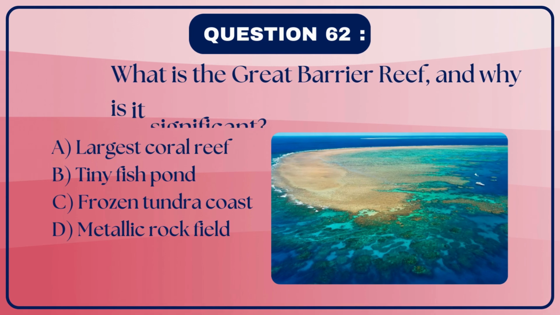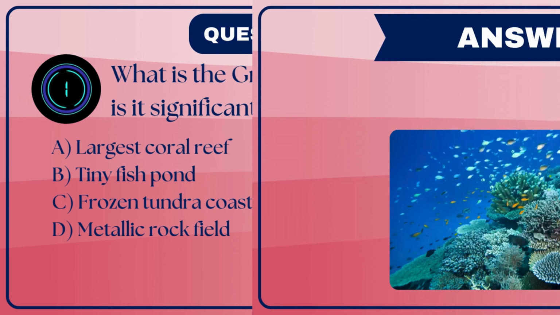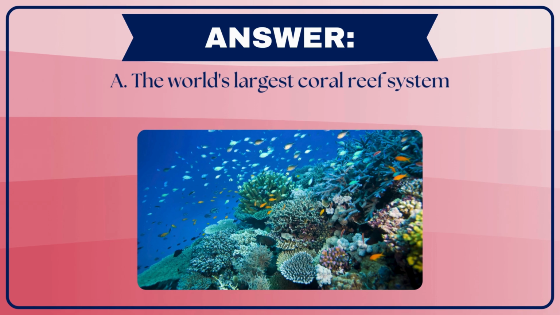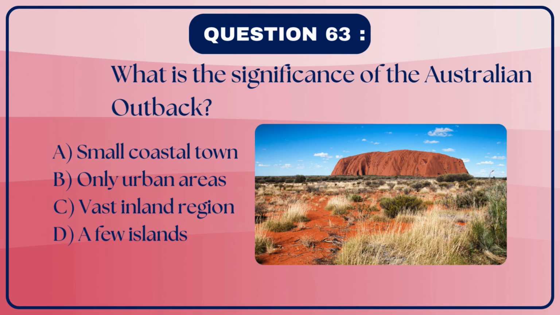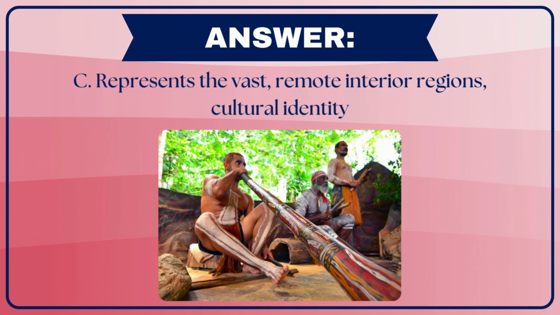What is the Great Barrier Reef, and why is it significant? The world's largest coral reef system, rich biodiversity, natural wonder. What is the significance of the Australian outback? Represents the vast, remote interior regions, cultural identity.